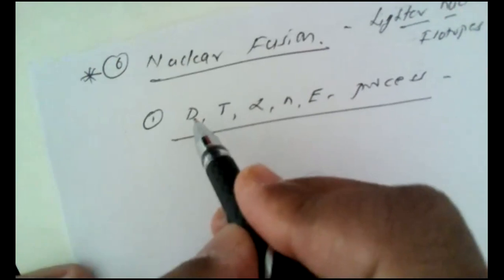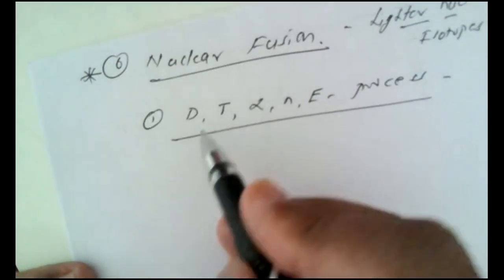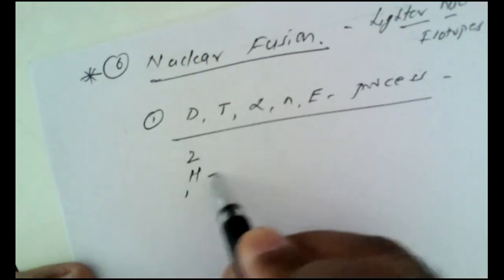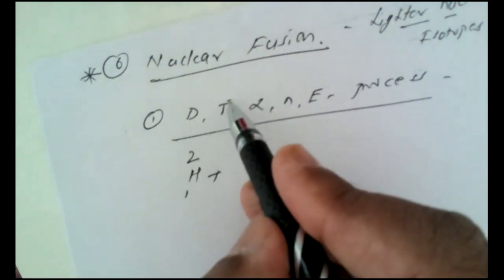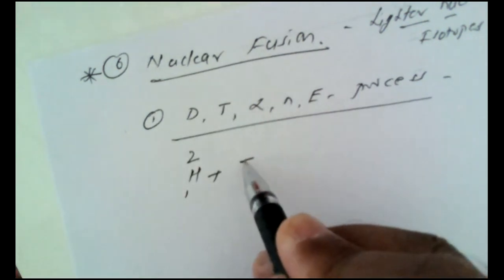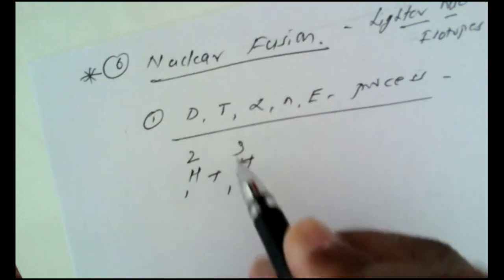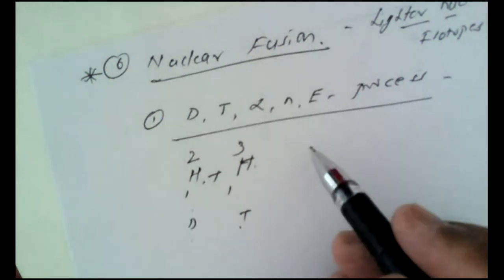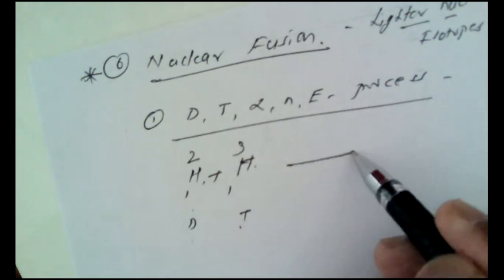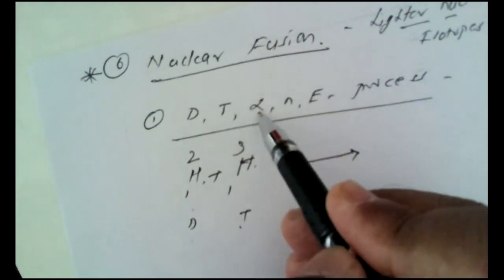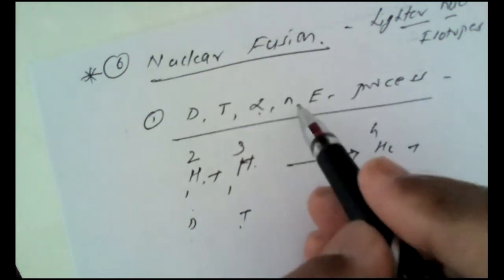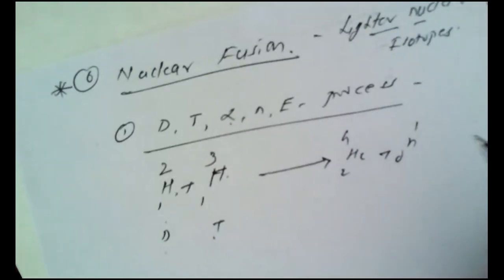What is this D? D is an isotope of hydrogen containing one proton and one neutron. So this is 1H2, that is a deuteron. Here T stands for another isotope of hydrogen, 1H3, which is known as tritium. So this is deuteron, this is tritium, and the alpha particle is ejected, that means a helium-4 nucleus, and N stands for the neutron, as we know, and here the energy is released.